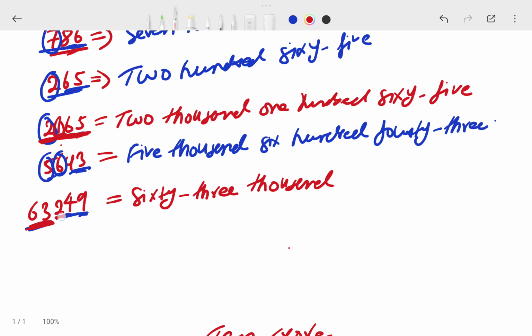Which is left? This is 2. So we are writing 200. We are going to write 200. What is 49? So we are writing 49. Simple. So generally we do like that only. Crore, million, it's going to be okay.